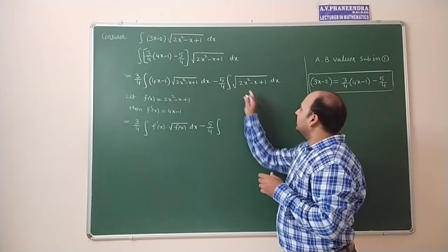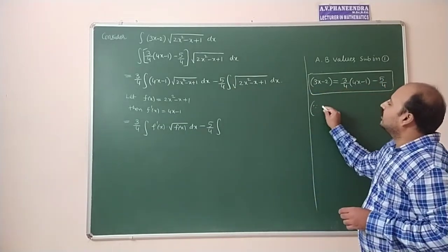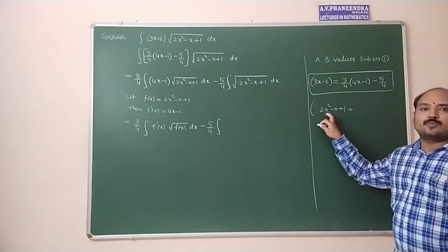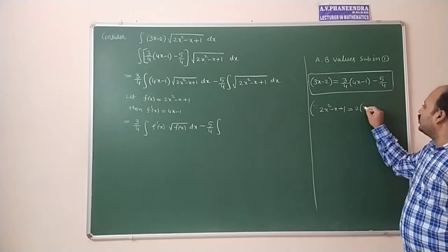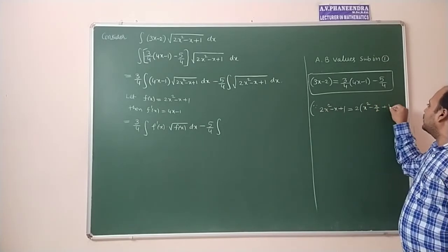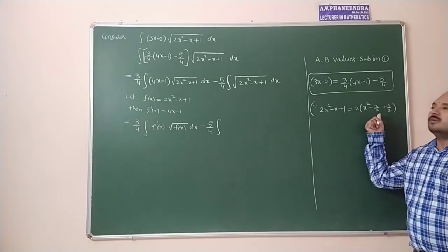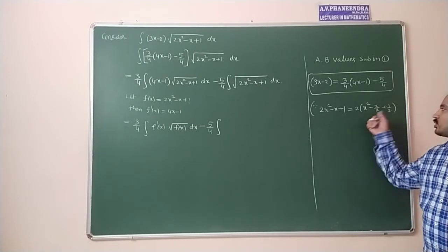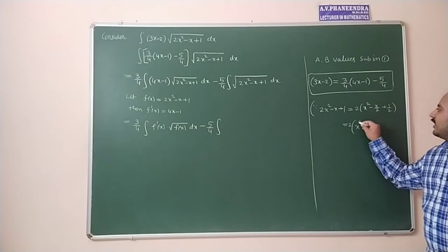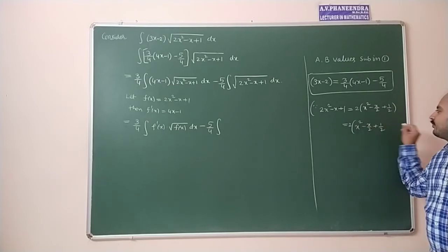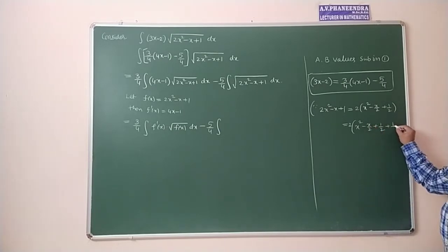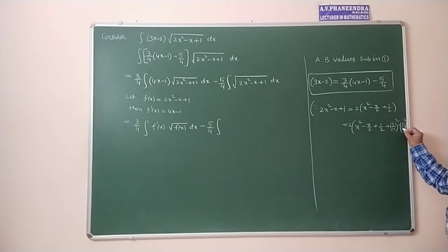First, you have to consider 2x square minus x plus 1 separately. Make the coefficient of x square 1 by taking it common: 2 into x square minus x by 2 plus 1 by 2. After that, to make the perfect square, add and subtract half of the x coefficient whole square. Half of the x coefficient 1 by 2 is 1 by 4, that we are squaring, adding and subtracting. So 1 by 4 whole square.